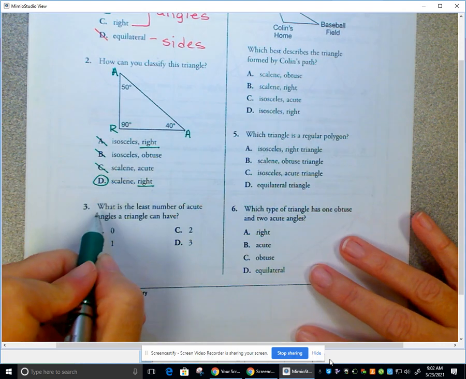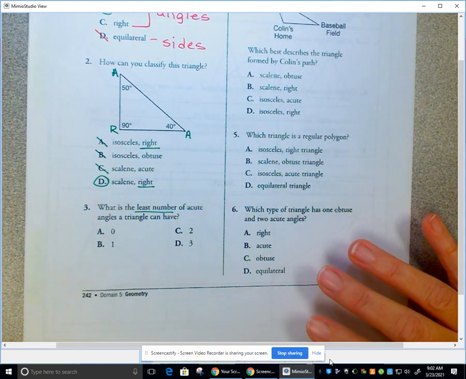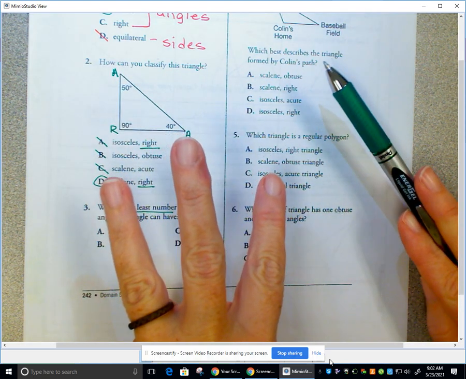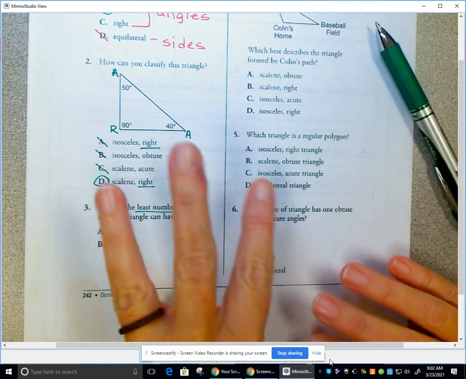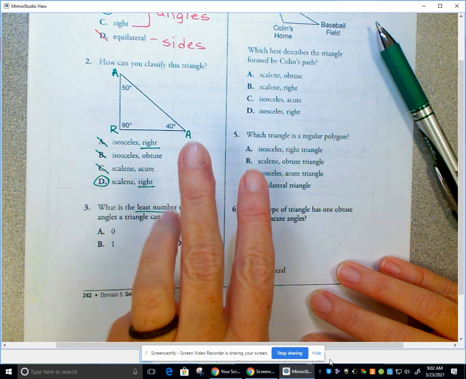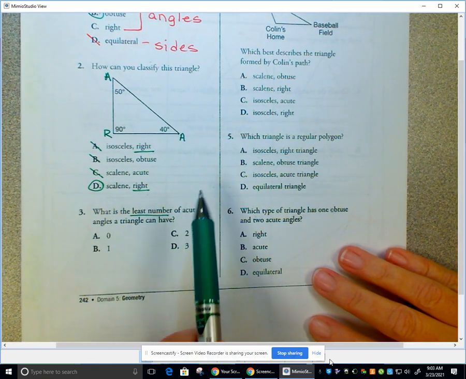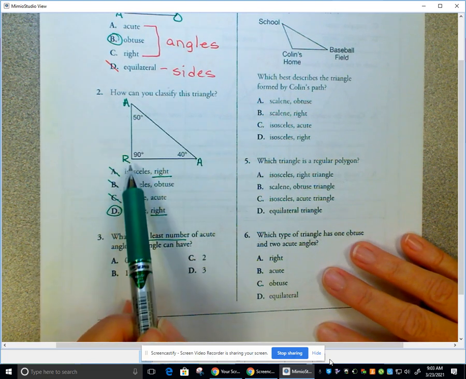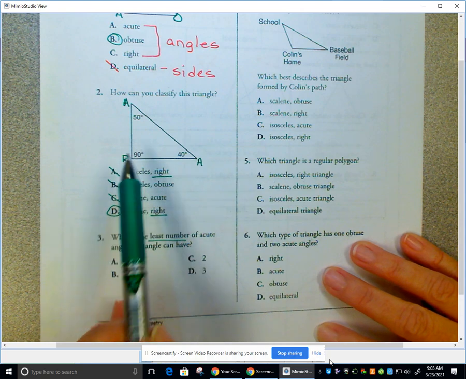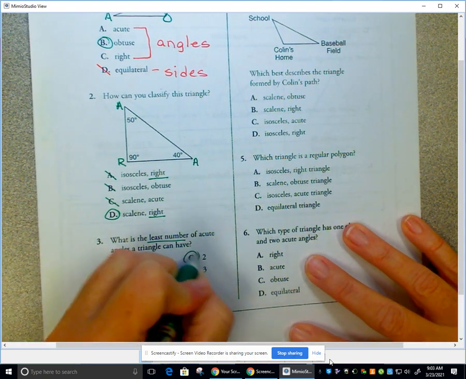Number 3, what is the least number of acute angles a triangle can have? Well, we know a triangle can only have 3 angles. And it can be all 3 acute. But we know a triangle will have at least 2 acute angles. Because remember, that third angle could be, just like in this case, had 2 acutes, but that third angle could be something else. But we know it will at least have 2 acute angles. So I'm going to go with C.